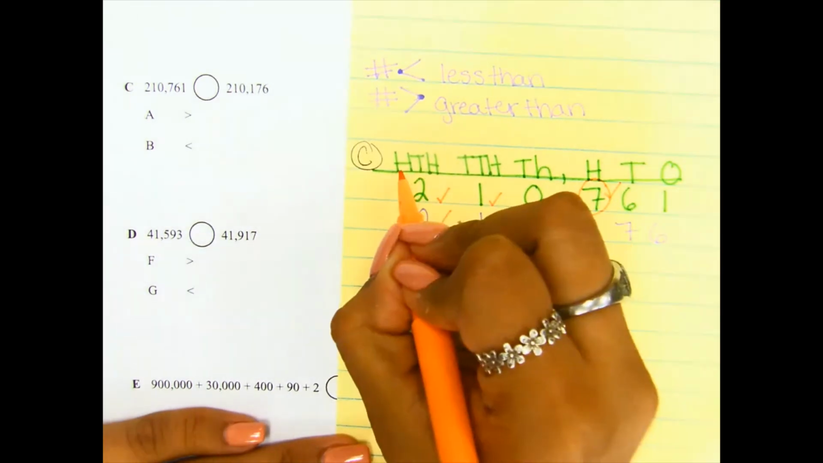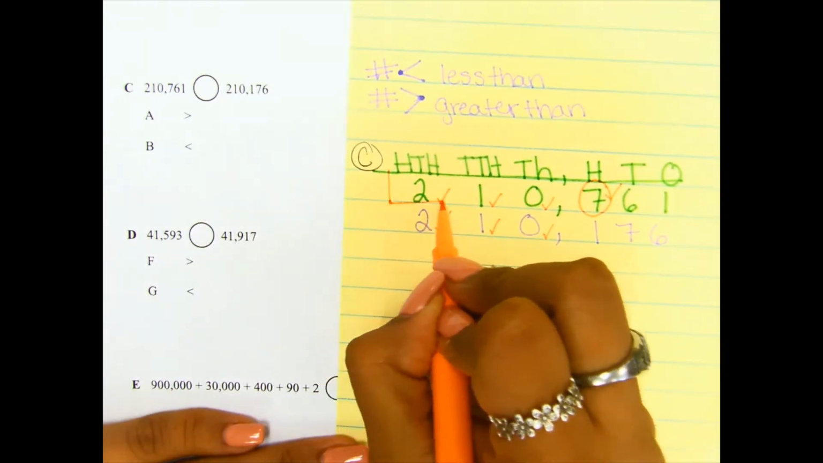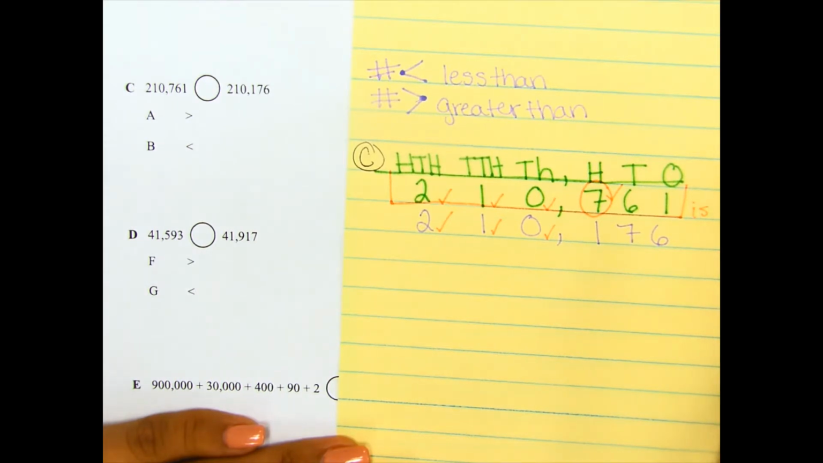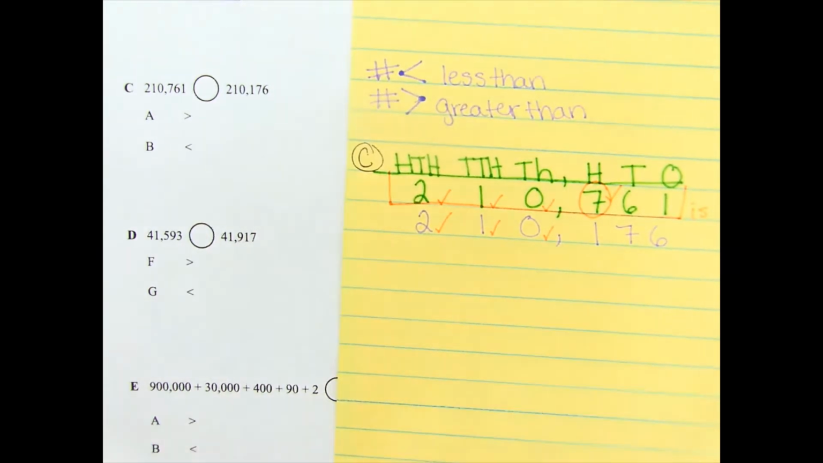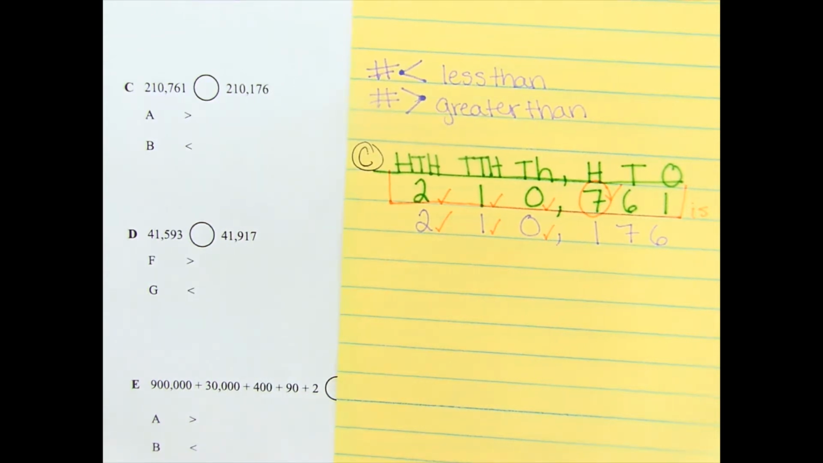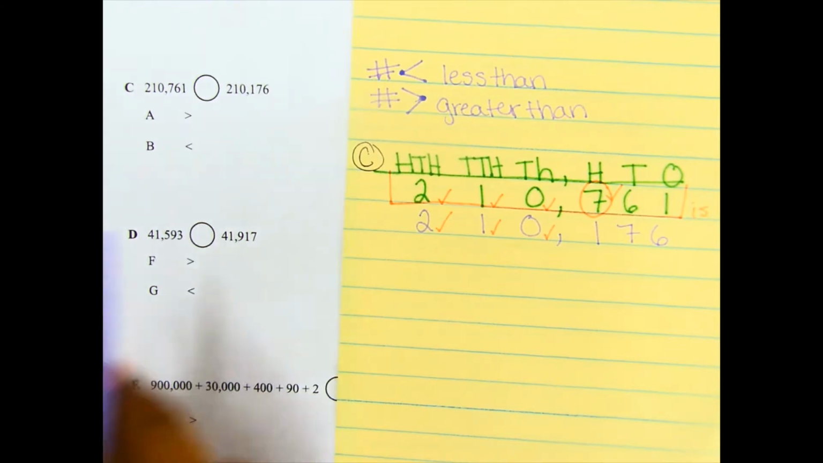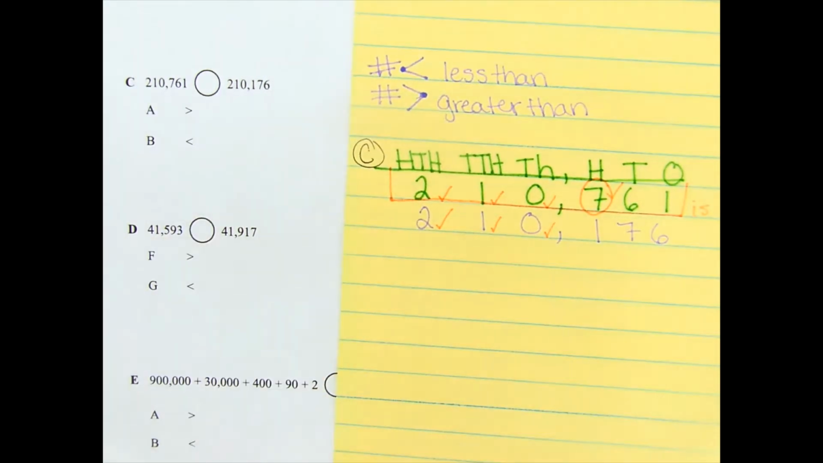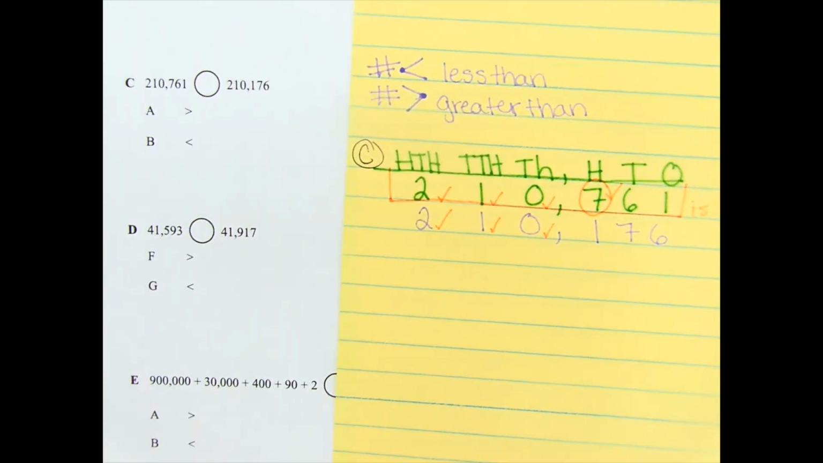So that means that this number is greater than this number. So 210,761 is greater than 210,176. So now we have to compare. Now let's look here. We know that this one right here is our larger number. We've already marked that. So I know this one is greater.